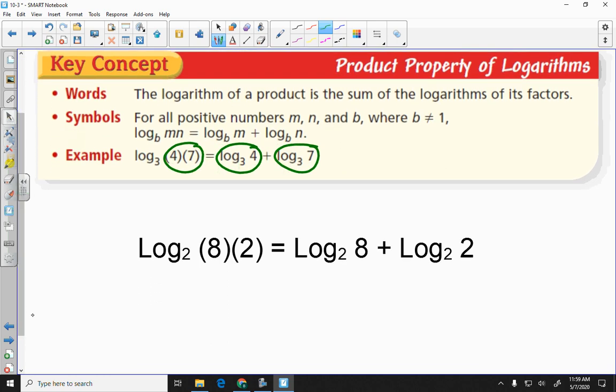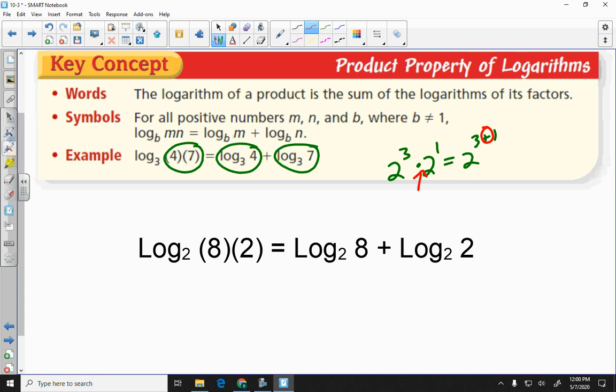Because logs are dealing with exponents. When we remembered that if I had 2 raised to the third power and I multiply times the same base, that was essentially 2 raised to the 3 plus 1. So even though the bases were being multiplied together, in the exponents I'm adding them. And logs are dealing with exponents. So what exponent goes on 2 to make that answer?